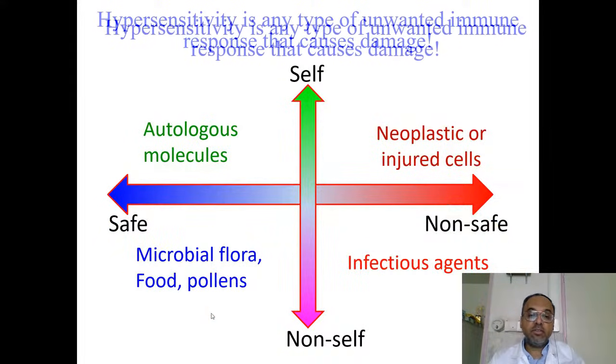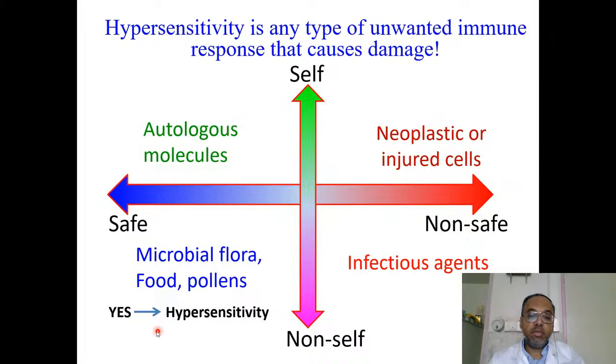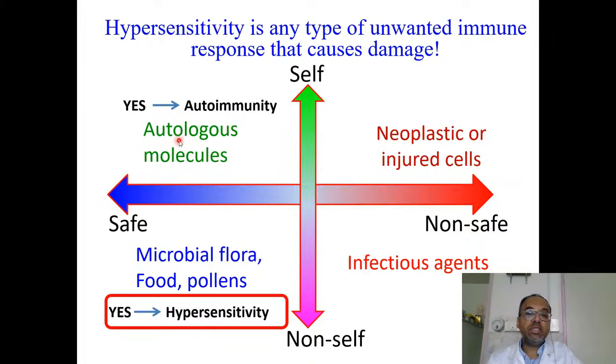So in the broad sense of the term, here, if you get immune response, it's called hypersensitivity, immune response against microbial flora, food antigens, and pollens. We get hypersensitivity. But we also have hypersensitivity up in here. If you have an autoimmune disease, it does qualify as an unwanted damaging immune response. So these ones can also be considered hypersensitivity.